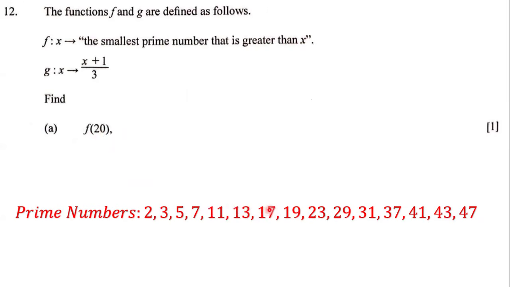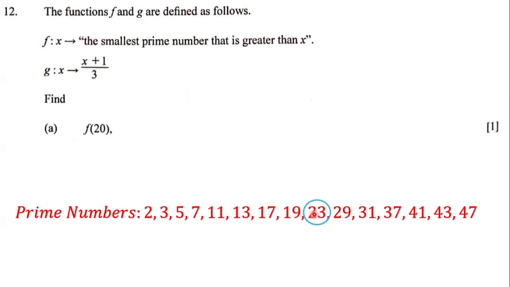if we try 17, well, 17 is not the smallest prime number greater than 20, because 17 is not even greater than 20. How about 19? Well, 19 is not the smallest prime number greater than 20, because 19 is not even greater than 20. What is the next prime number? Well, the next prime number is 23, and indeed 23 is the smallest prime number that is greater than 20.